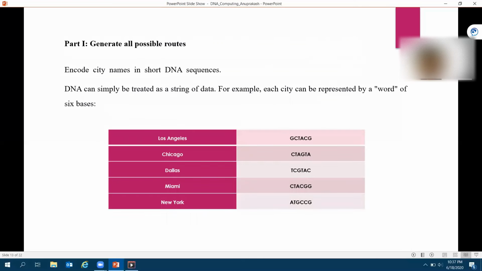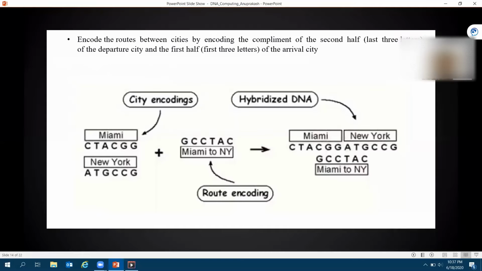Part 1. Encode city names in short DNA sequences. So for each city, we will have a combination of DNA bases. We have four bases A, T, G, and C, and we can use these four bases to represent each city. Here we have used six bases to represent each city. We can see here in the table, and how we are going to encode the routes.